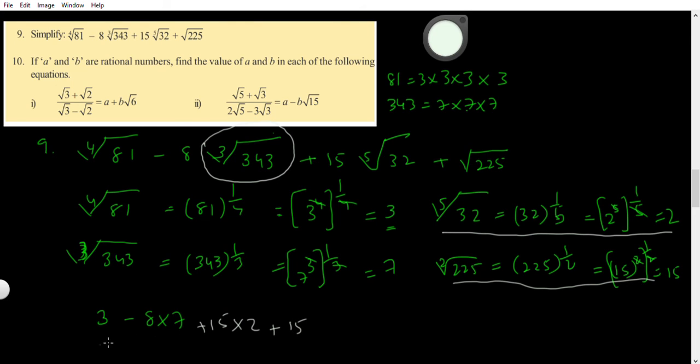Now coming to 3 minus 8 times 7: 7 7s are 49, 1 7 is 56. Minus 56, plus 15 times 2 is 30, plus 15. 30 plus 15 is 45, 45 plus 3 is 48. 48 minus 56 is nothing but minus 8. This is the last answer after simplification.